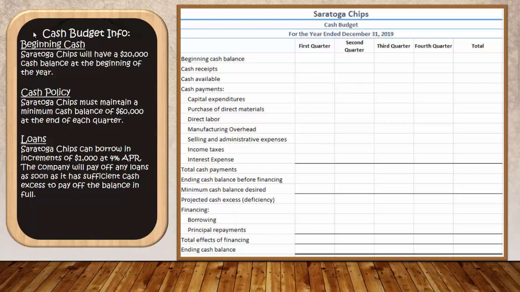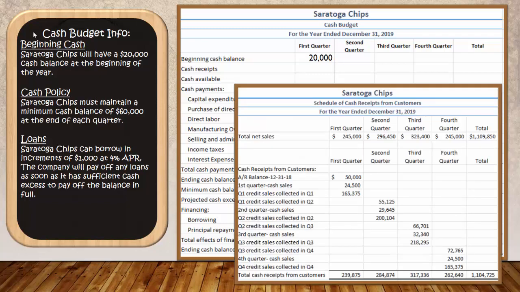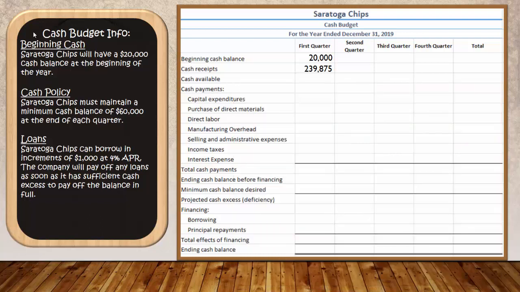But let's first start with our beginning cash balance in the first quarter, which according to our information was that $20,000. We're next going to add to that the amount of cash we had in cash receipts, which we can find by going to our schedule of cash receipts from customers and figuring out what our total cash receipts were during the first quarter, and they were $239,875. When we add those 2 numbers together, that's going to give us our cash available. We have $259,875 in total cash available during the period, but now we need to figure out what we spent cash on.